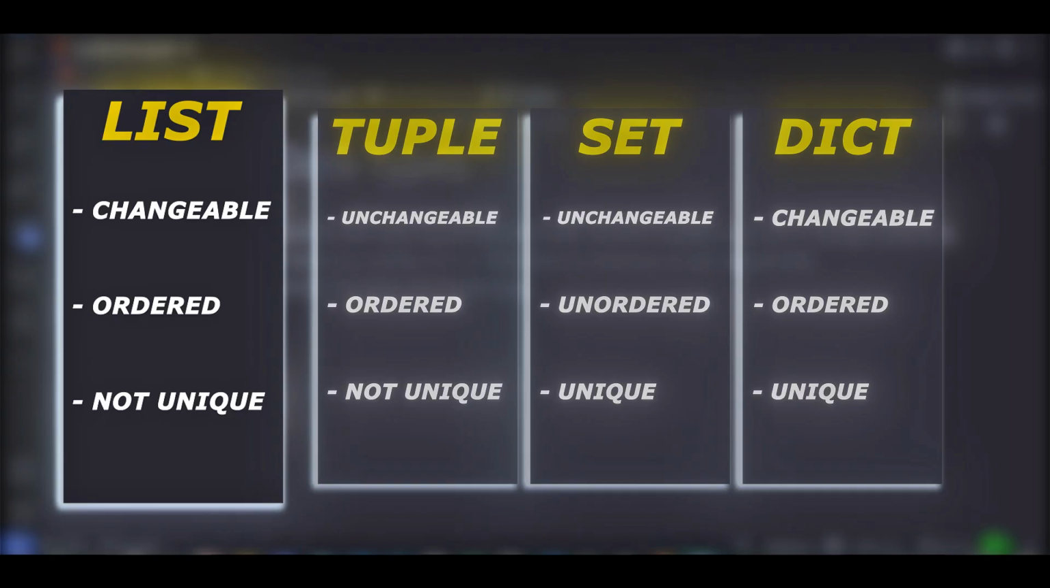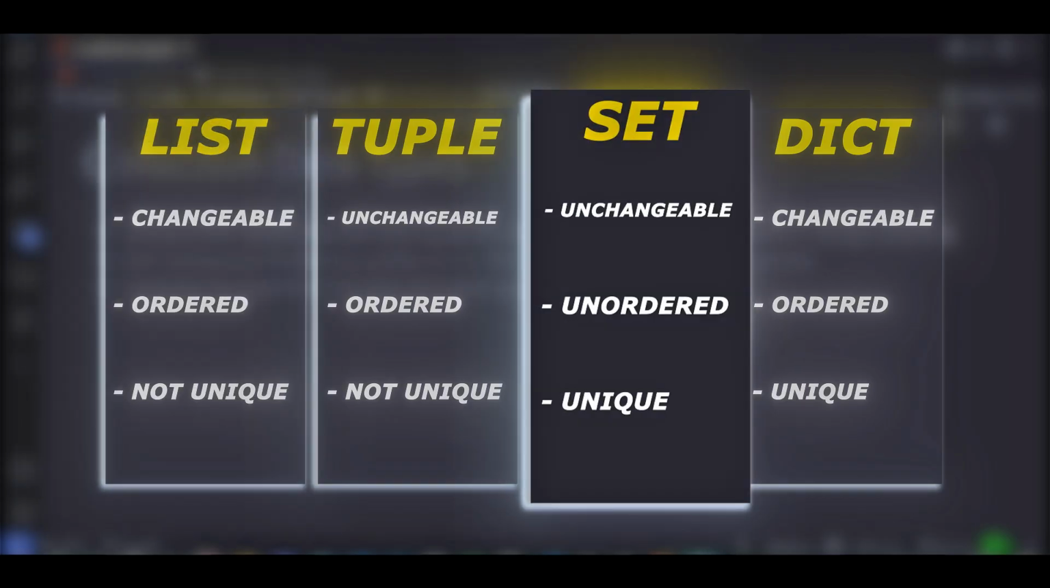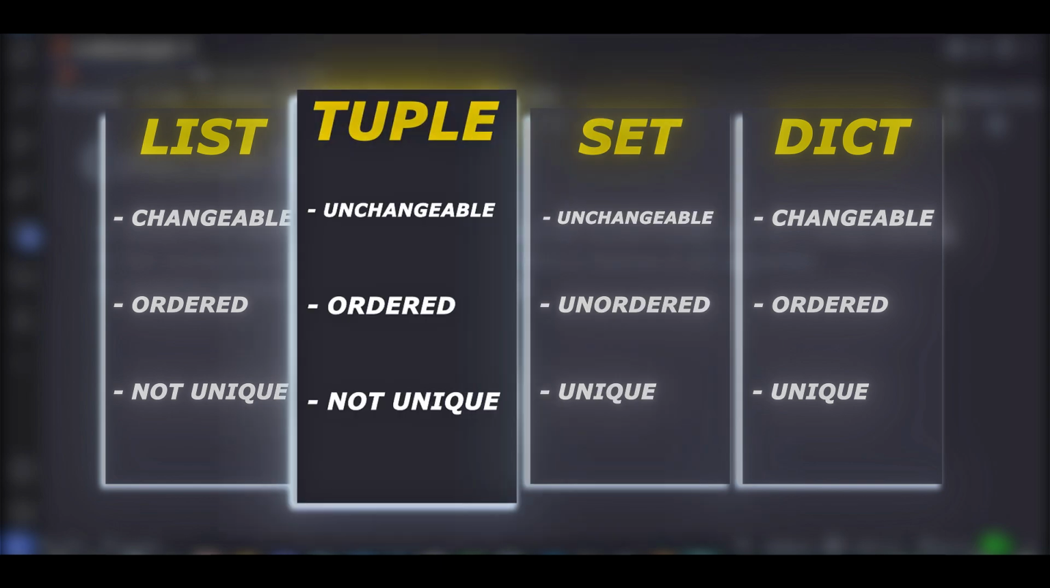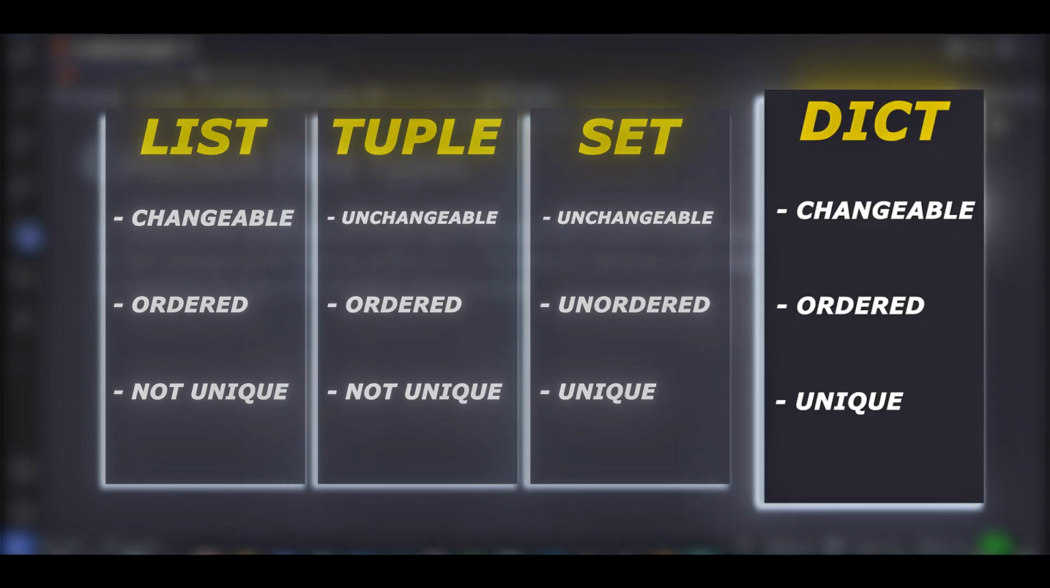allow for duplicates. A set is not changeable, meaning that after we create a set, we can't change the elements within it. Unordered means that the data does not follow a certain order, and unique means that this set does not allow for duplicates. Tuples are not changeable, ordered, and not unique. And dictionaries are changeable, currently in Python 3.7 and afterward, ordered and unique.